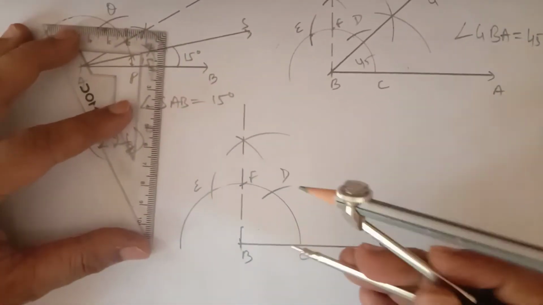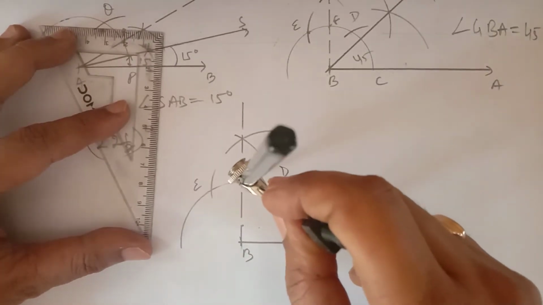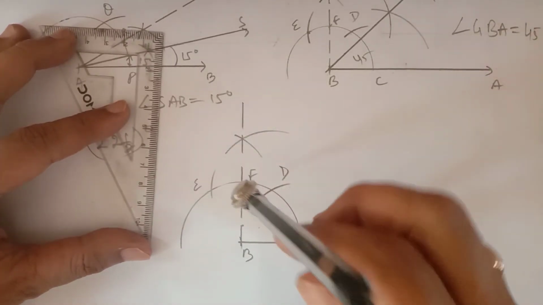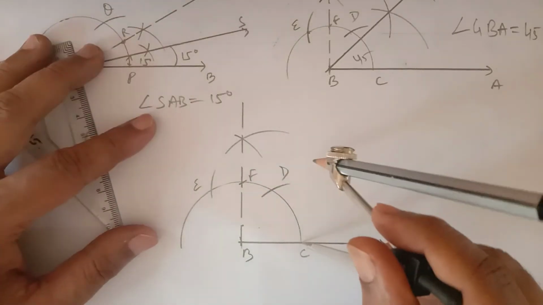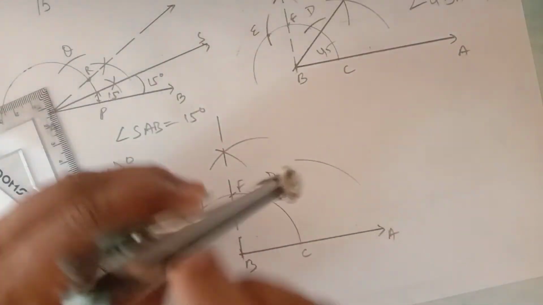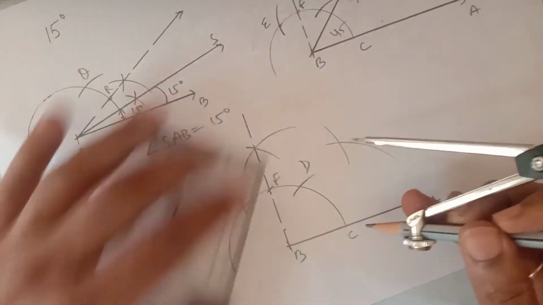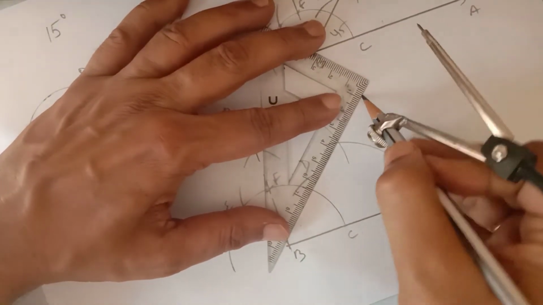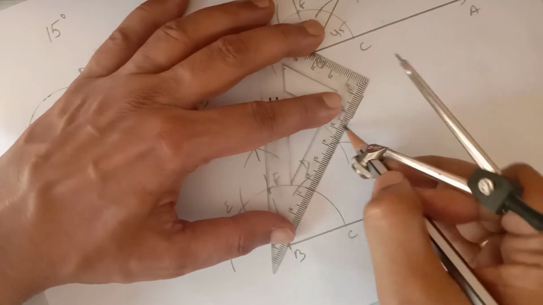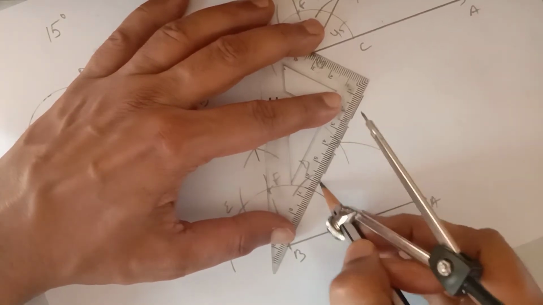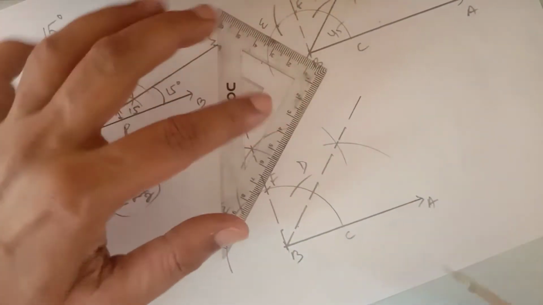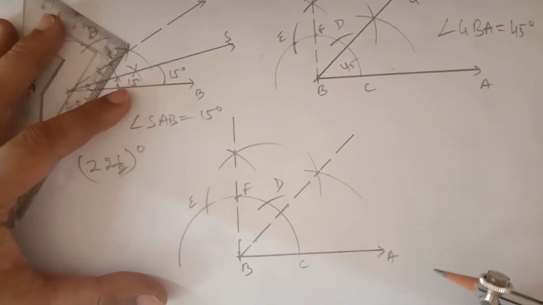Then 45 degrees is obtained by bisecting this 90 degree angle, with C and F as centers and a radius more than half of this. You draw an angle of 45 degrees with C as a center and F as a center and the same radius. This is the angle of 45. You again draw it with a dotted line, because we don't need this 45 degree angle. We need the 22 and a half degree angle.